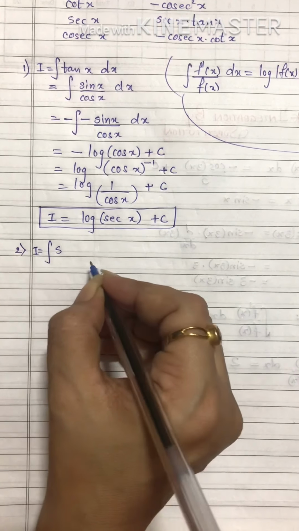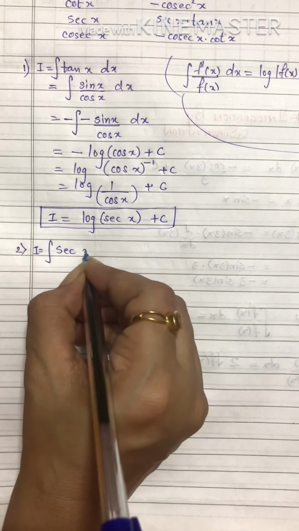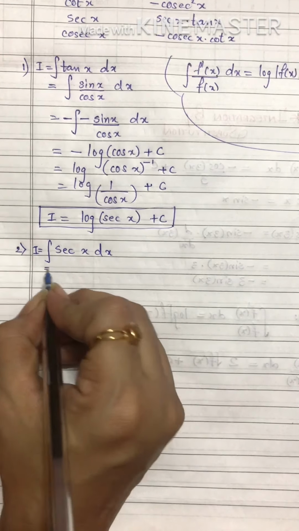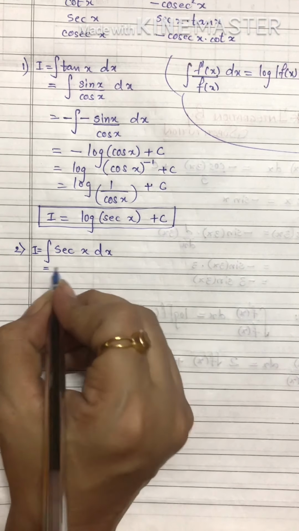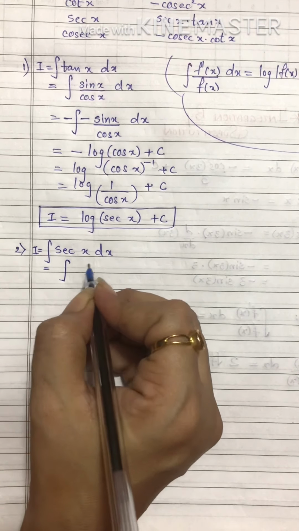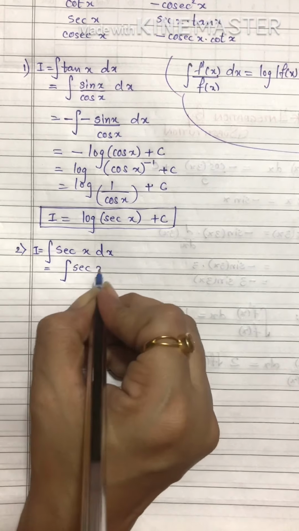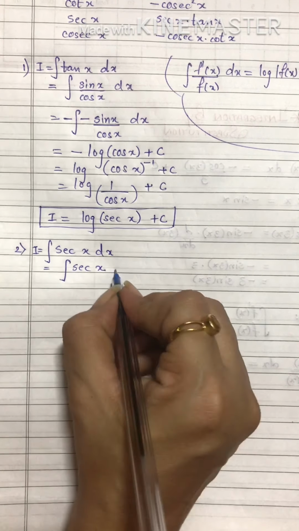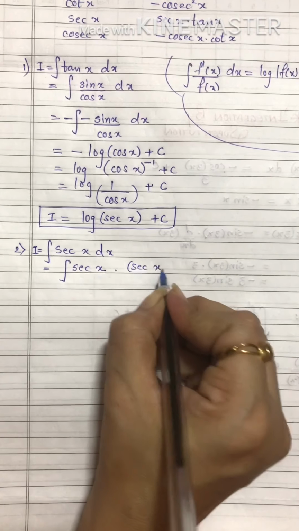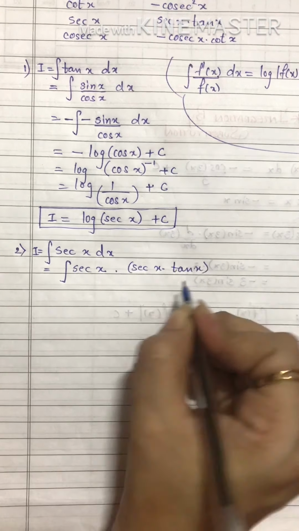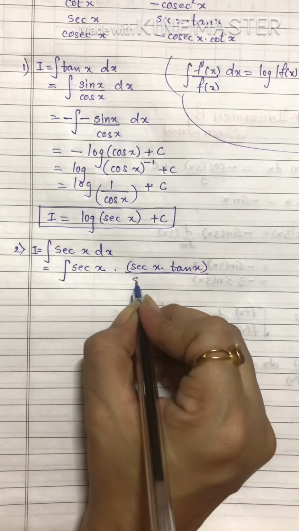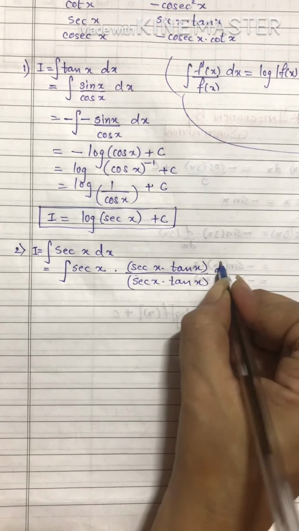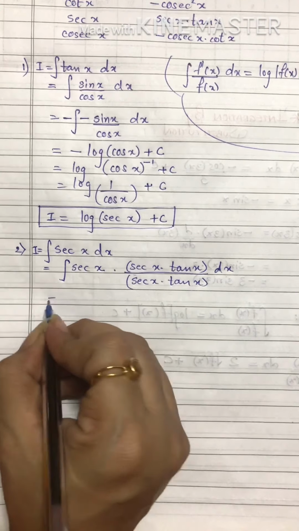Suppose I is given as integration of sec x dx. So what we will get? This will help you to solve the sums ahead also. In such a case, if you have been asked integration of sec x, what do you do? You multiply and divide by sec x plus tan x. Here I multiply and divide by sec x plus tan x. So what do we get further?